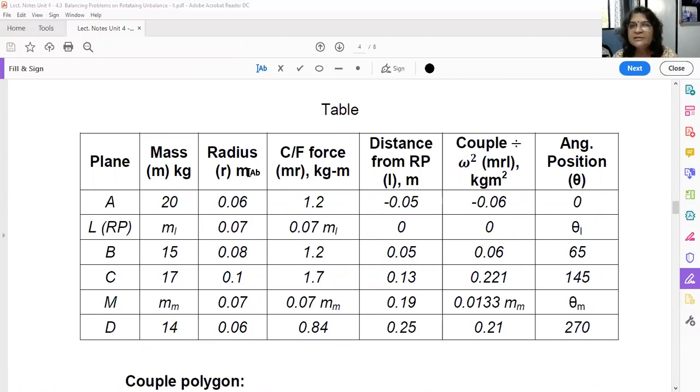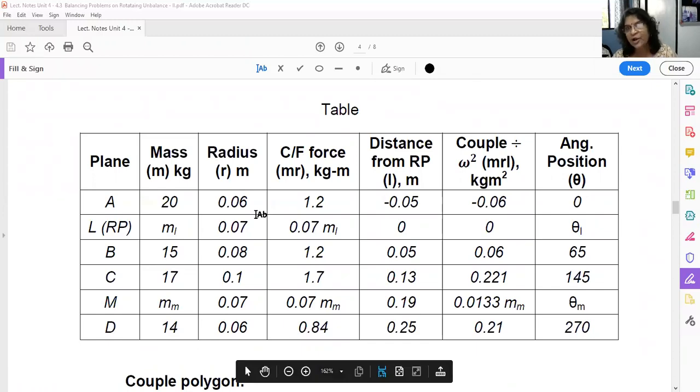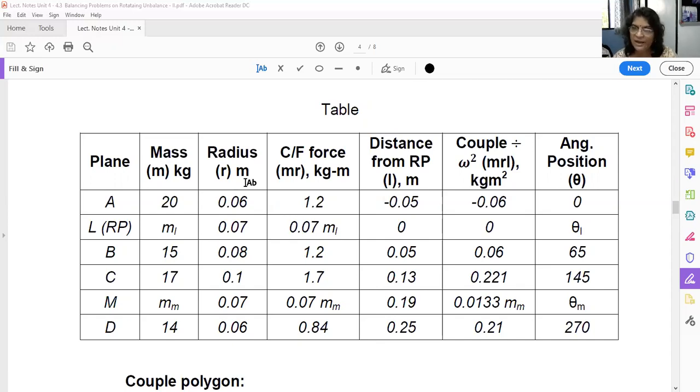Then what are their radius? All the radius are given. That is nothing but the eccentricity. All these are given. So we have written in meter here, not mm. In the earlier problem, we have written in mm. You can write down in anything.